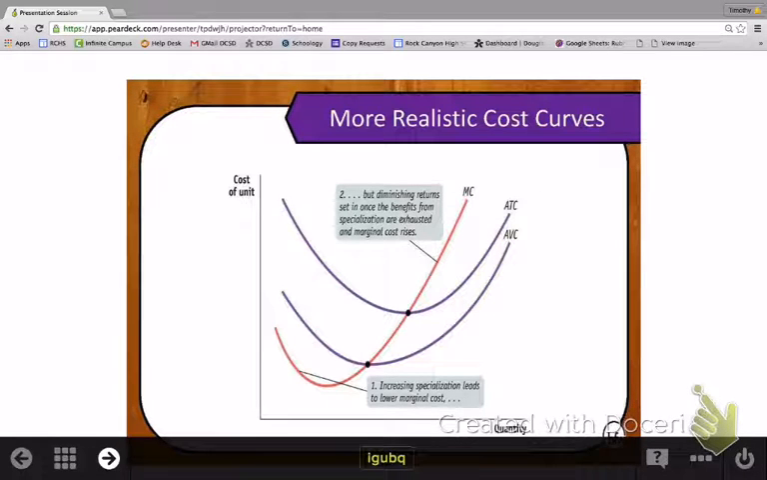This again shows you some more realistic cost curves, showing increasing specialization that I just talked about, which leads to lower marginal cost in the beginning, but then diminishing returns setting in once the benefits from specialization are exhausted and marginal cost rises. So the marginal cost curve often looks like a Nike swoosh. The average total cost curve is U-shaped, and average variable cost looks similar.